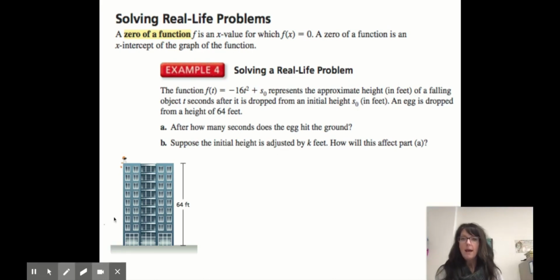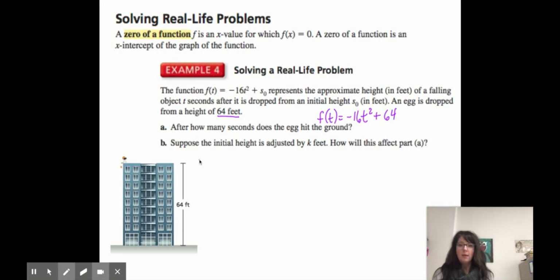So we have an egg that is dropped from a height of 64 feet. So the s sub 0. So f of t is equal to negative 16t squared plus 64. All right, so we want to know how many seconds it takes for the egg to hit the ground. So we want to factor this. The first thing we're going to look for is a common factor.